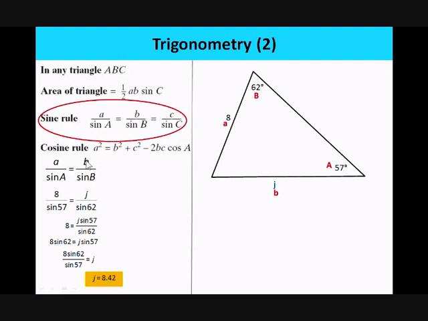But we still do it exactly the same way. Start with the rule, put the information in: 8 divided by sine 57 equals J divided by sine 62. Do some algebra to work out what the missing thing is. So multiply both sides by sine 57, multiply both sides by sine 62, divide both sides by sine 57, and then you've got the J on its own, which works out at 8.42.